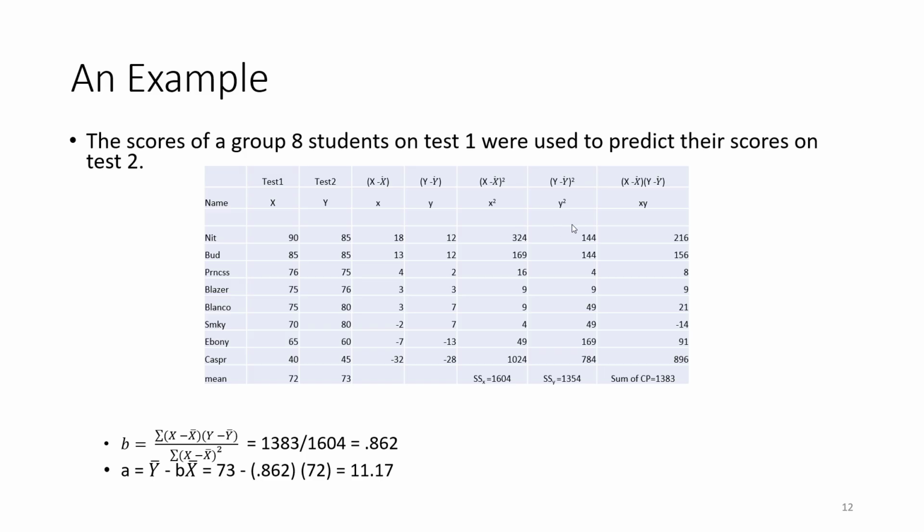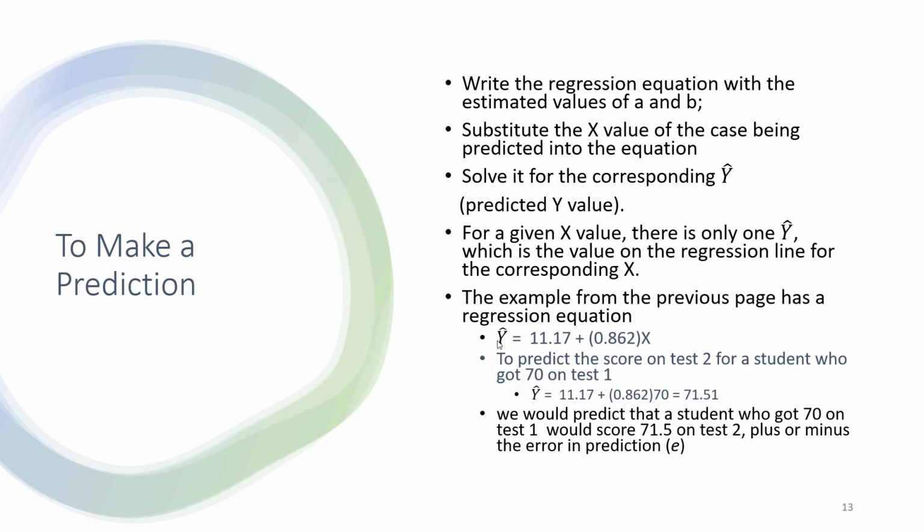After going through the calculation, you can see that the value of B, the regression coefficient, is 0.862, and the value of A, the intercept, is 11.17. Therefore, the regression equation is the predicted y value equals 11.17 plus 0.862 times x.